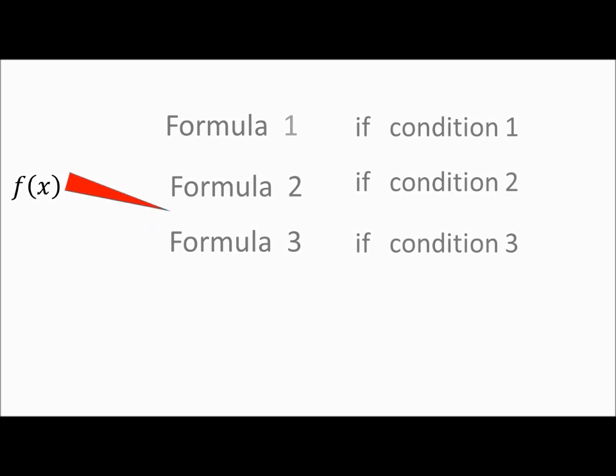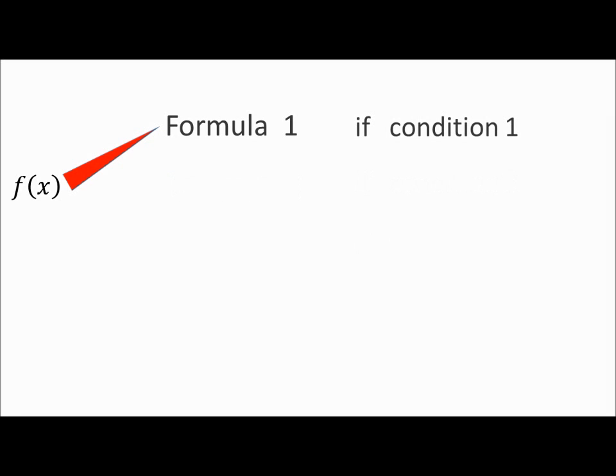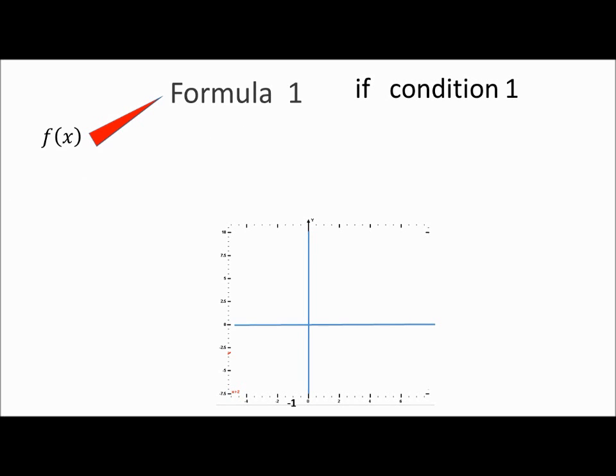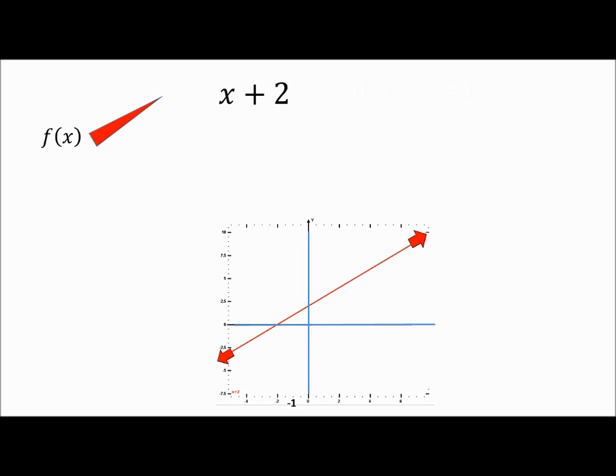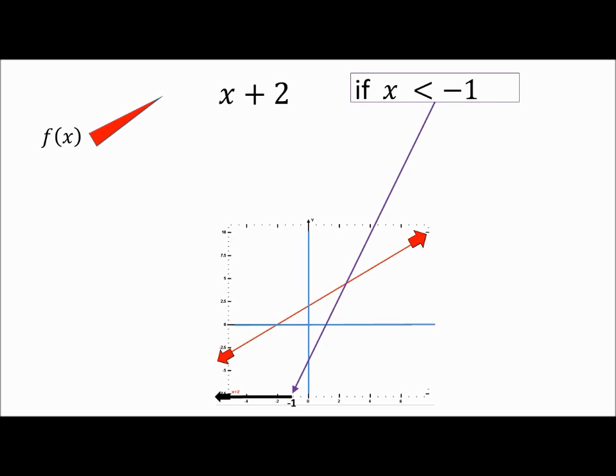Let's make an example with three formulas. Say formula 1 is f of x equal x plus 2, which is the equation of the line that you're looking at here, with the two lines extending left and right. Let's assume that the condition is x being less than -1. That defines the interval that you're observing here to the left of -1 on the real axis, x.